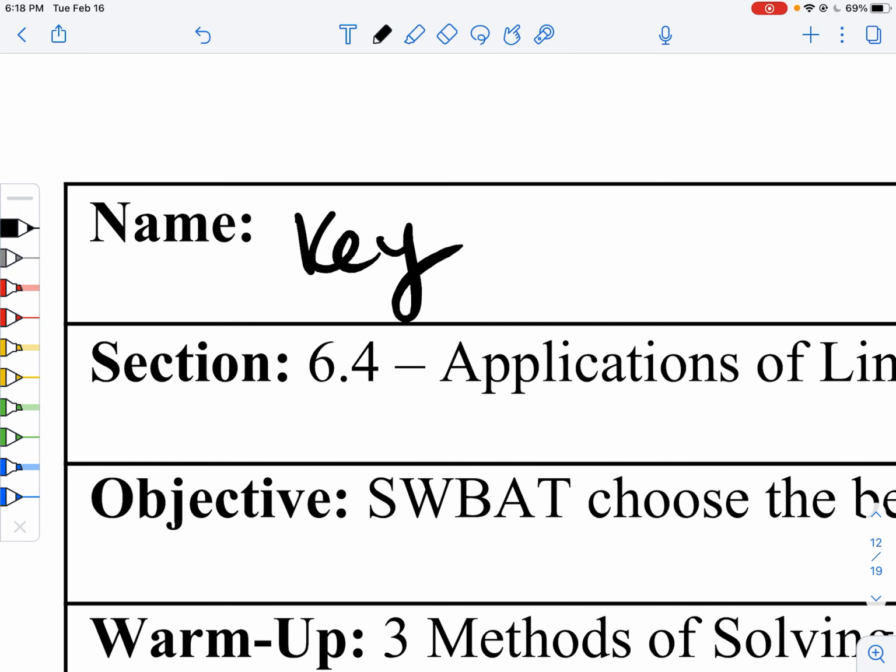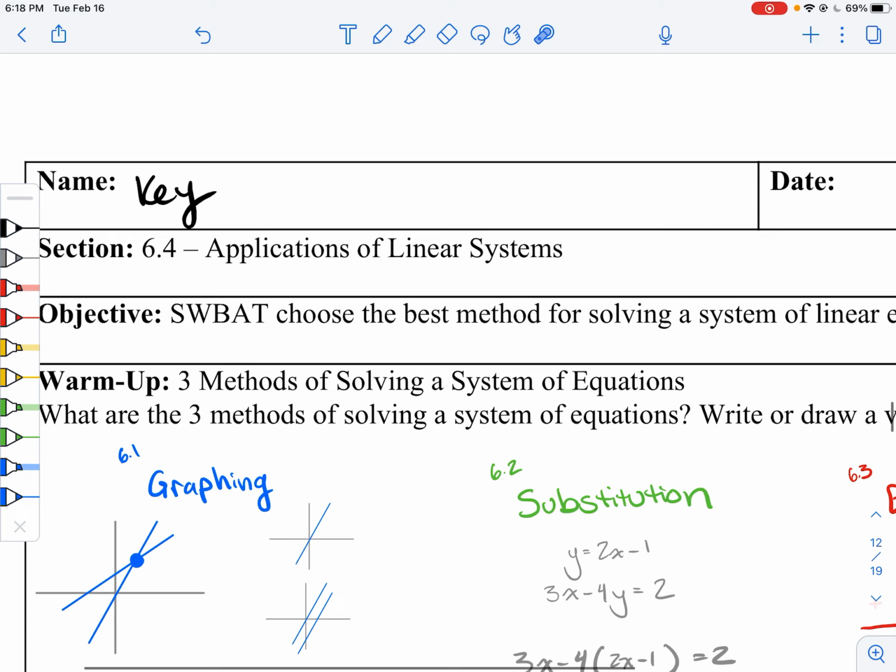Hey guys, welcome to your Chapter 6, Lesson 4 notes on applications of linear systems. Finally, though, when are we going to use this in real life?